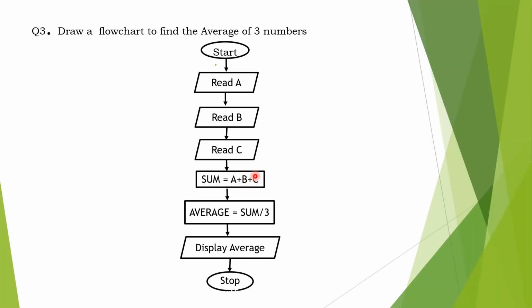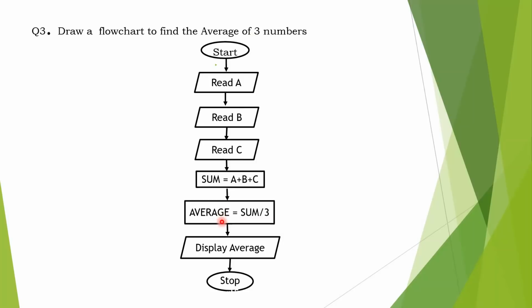Three numbers. Okay. So after finding the sum of all of them, that is written in a rectangle shape. Okay. And again in a rectangle shape we have to find the average. Average is equal to sum by 3. The sum is divided by 3 because there are only 3 numbers. Okay. If you are having 4 numbers, sum by 4. If you are having 5 numbers, sum by 5. That gives you the average.